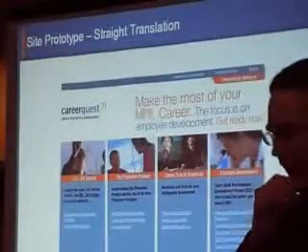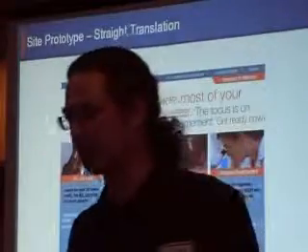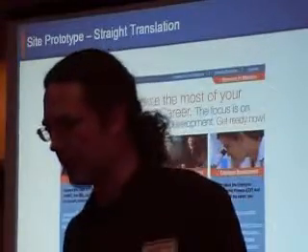So that's the kind of thing that you might find: that the way in which you thought it might work, in fact, does not, and that there might be a better way of doing it or collecting it. So I mentioned that we started with a site prototype that was just a straight site translation.